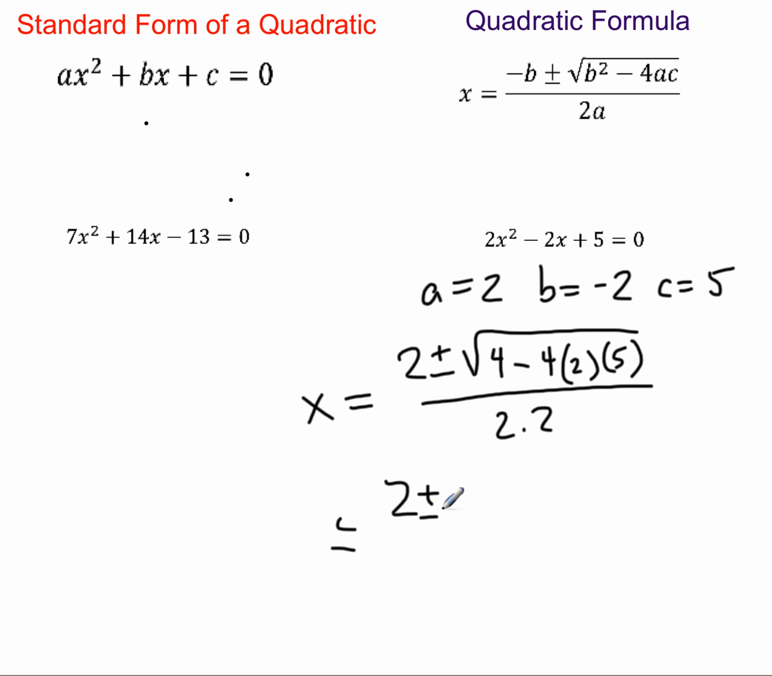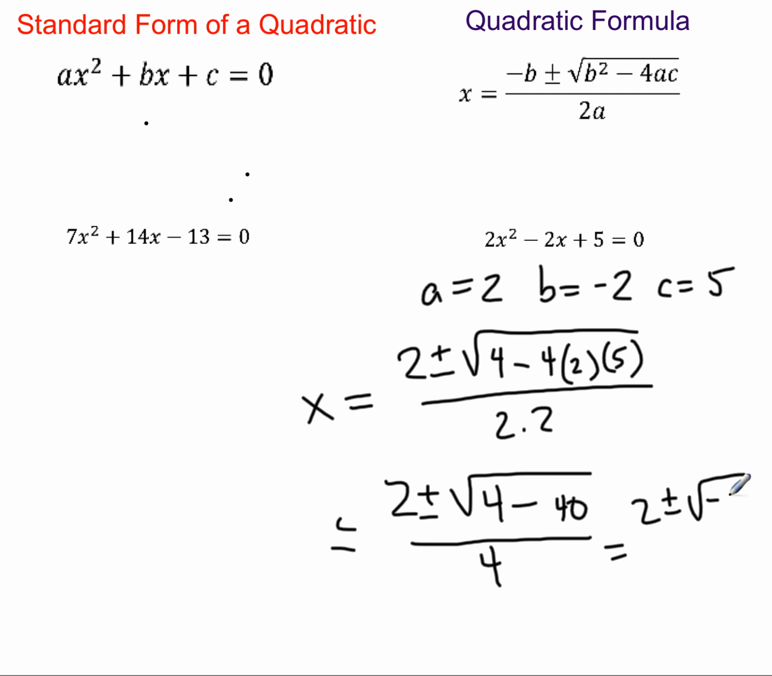2 plus or minus square root of 4. Now I only have one negative in here. Minus 4 times 2 is 8. 8 times 5 is 40. All over 2a, which is 4. I keep going. 2 plus or minus root negative 36 over 4.